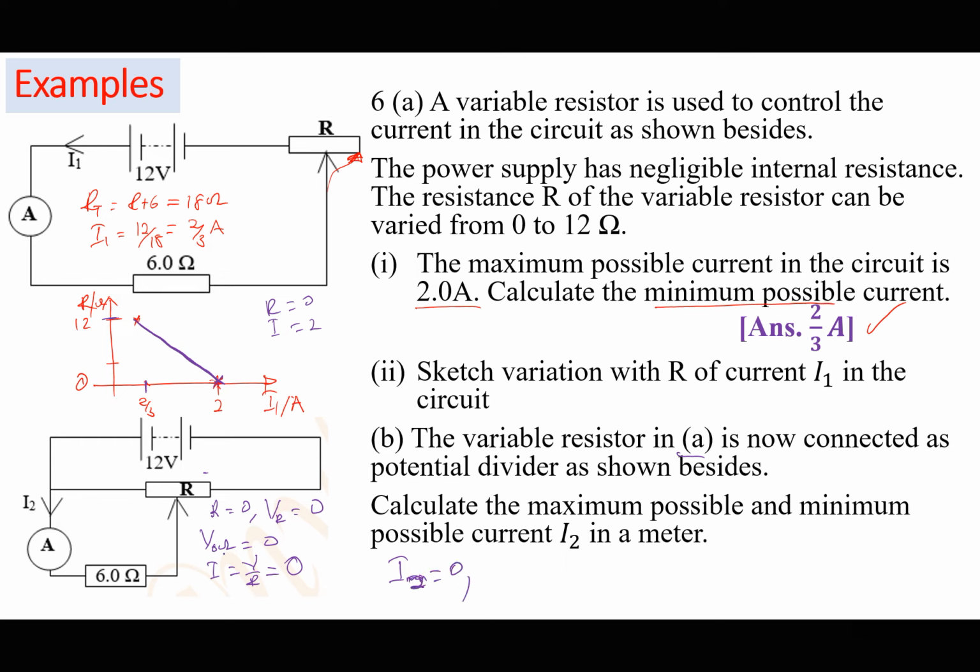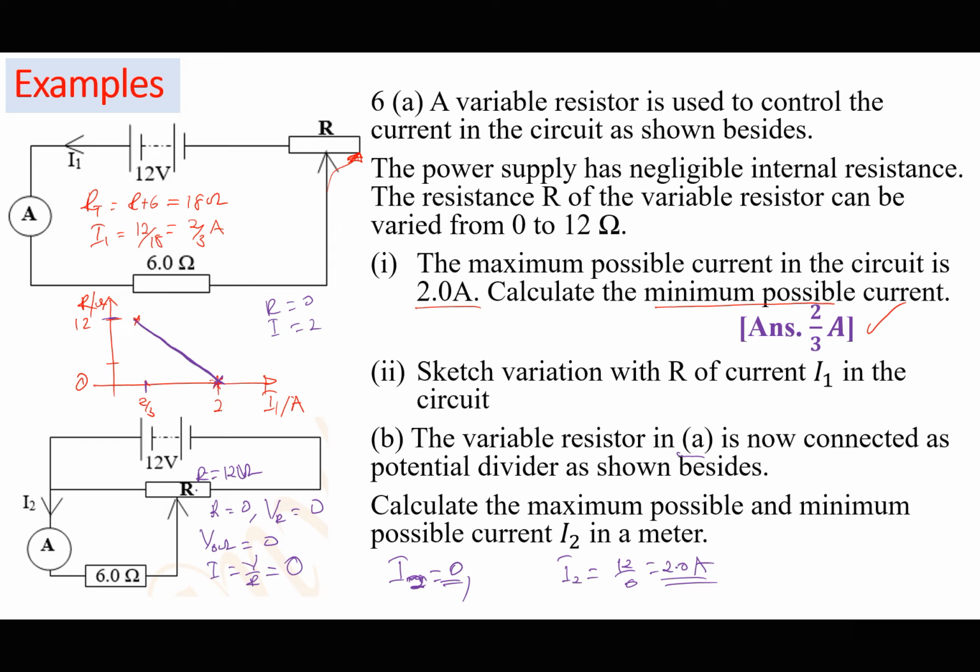Then for the maximum, R is going to be equal to 12 ohms. But remember, the PD across R is the same as the PD across 6 ohms. So I2 is going to be found from the PD, which is going to be 12 volts. If R is equal to 12 ohms, the PD across it is going to be 12 volts. So the PD across 6 ohms is also going to be 12 volts. So this is going to be 12 divided by 6, which is equal to 2.0 amperes. So minimum is 0, maximum is 2.0 amperes. I have just argued this correctly.